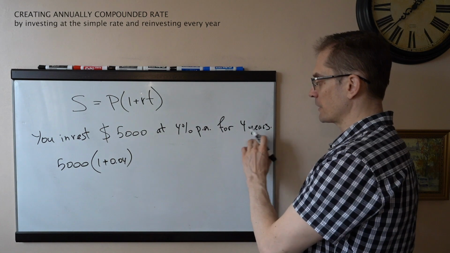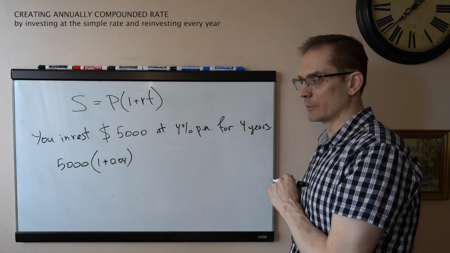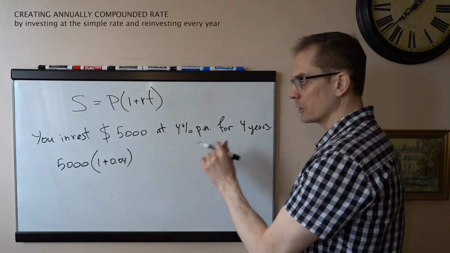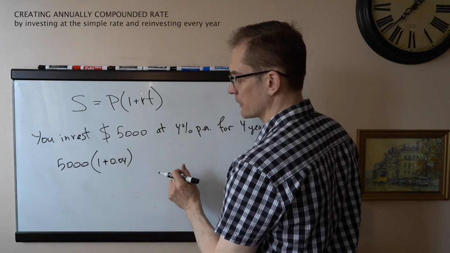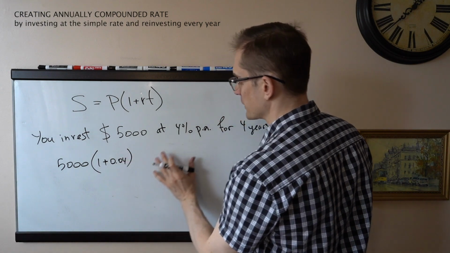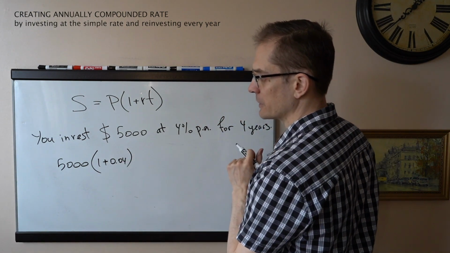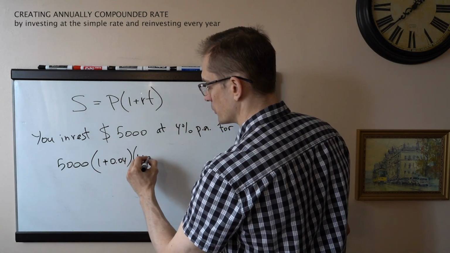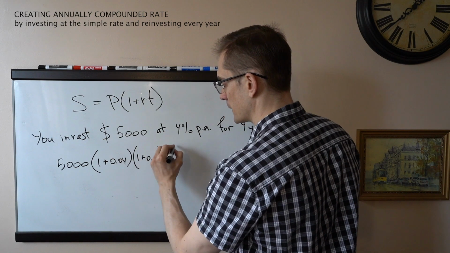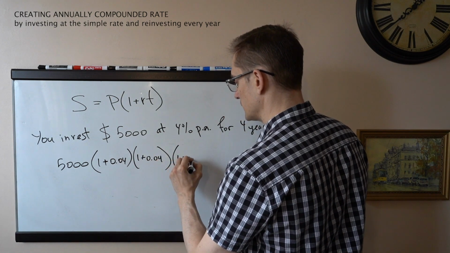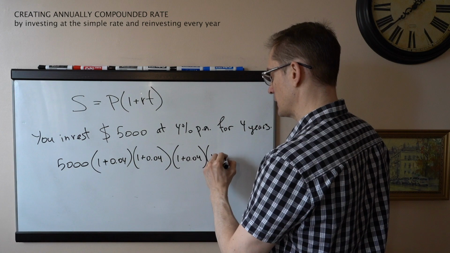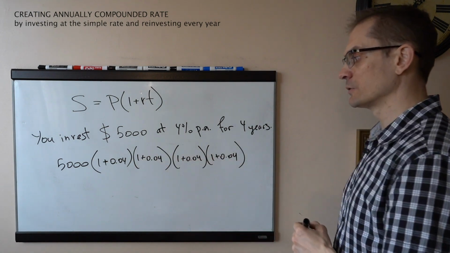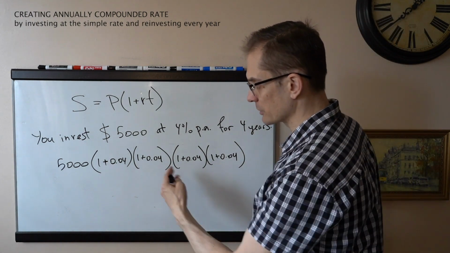But now, because there are 4 years in your investment term, and because the account is no longer locked, you could reinvest this amount. And you would, for example, let's take an example when you reinvest every year, right? So you take $5,000, invest for the first year, then you reinvest again, and then you reinvest again, and then you reinvest again. So you reinvest that amount 4 times.